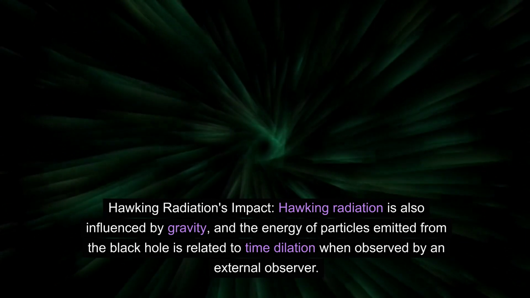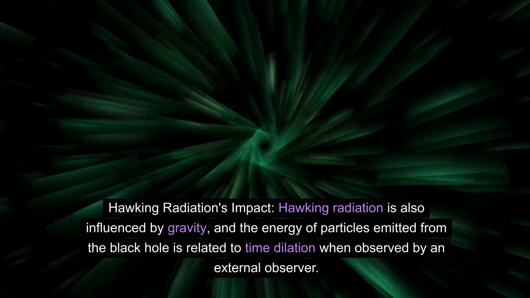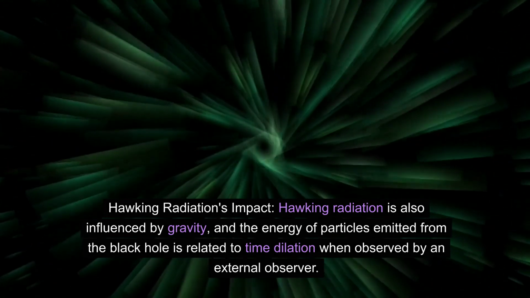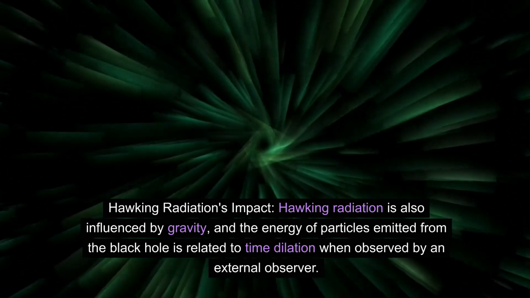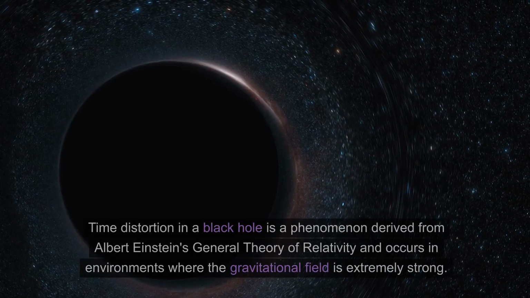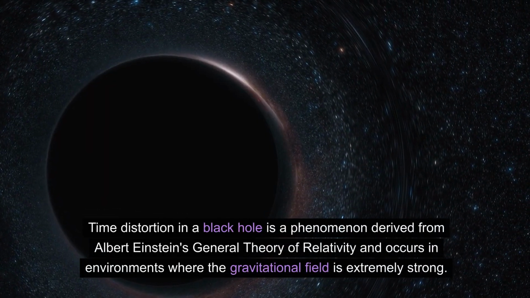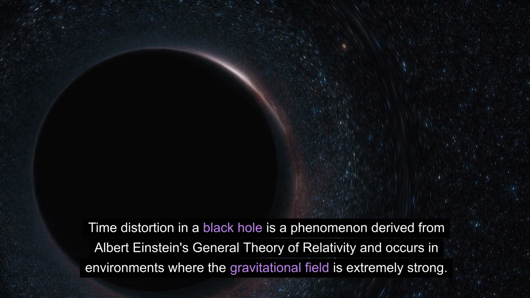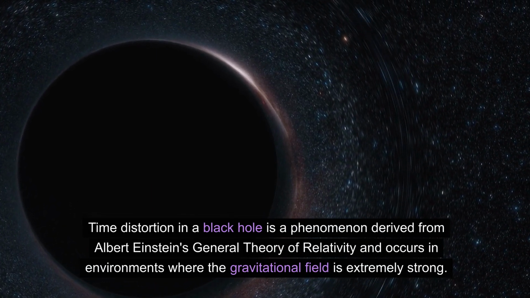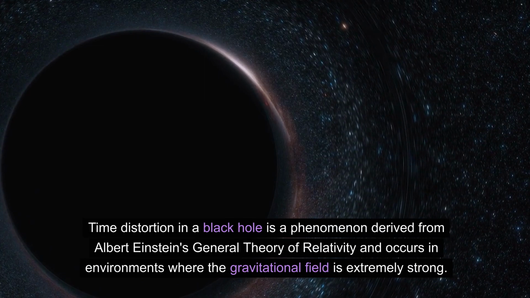Hawking radiation's impact. Hawking radiation is also influenced by gravity, and the energy of particles emitted from the black hole is related to time dilation when observed by an external observer. Time distortion in a black hole is a phenomenon derived from Albert Einstein's general theory of relativity and occurs in environments where the gravitational field is extremely strong.